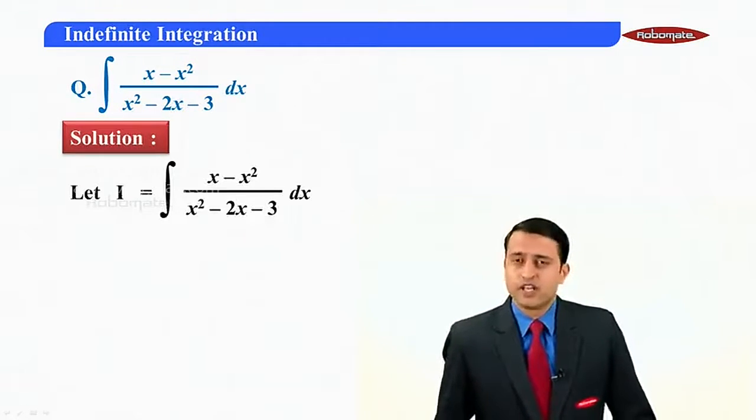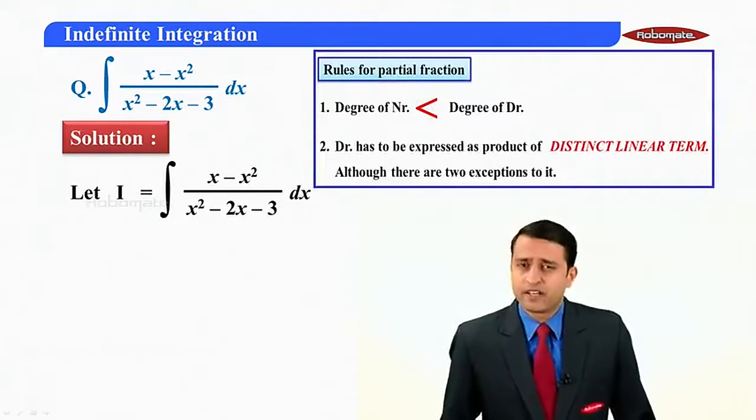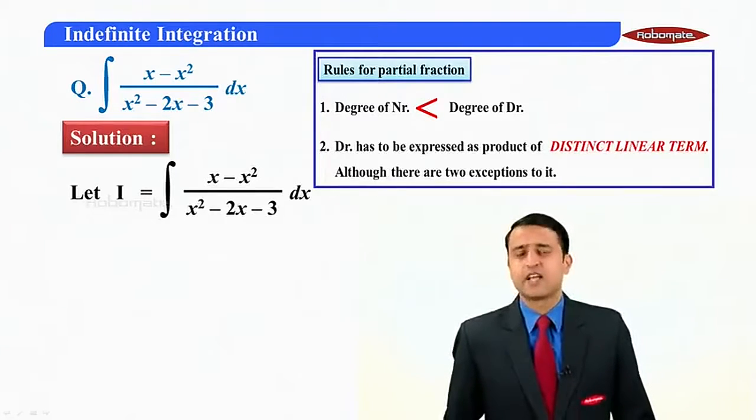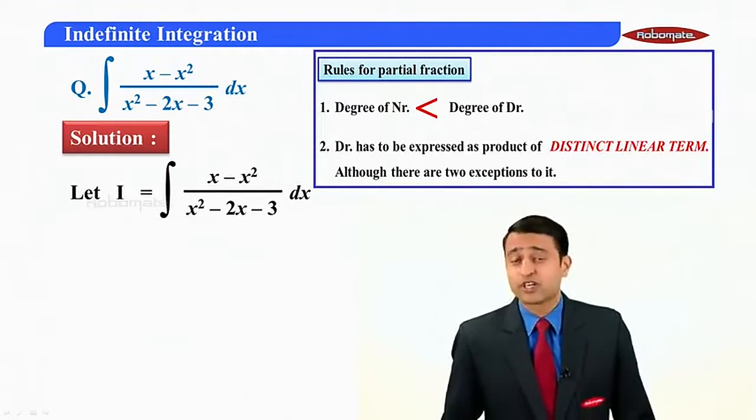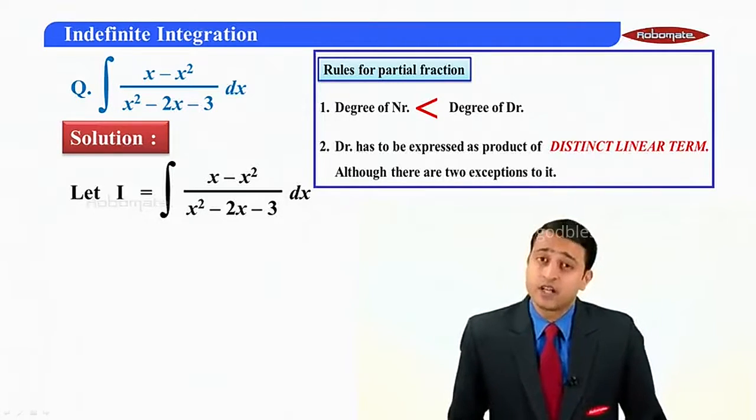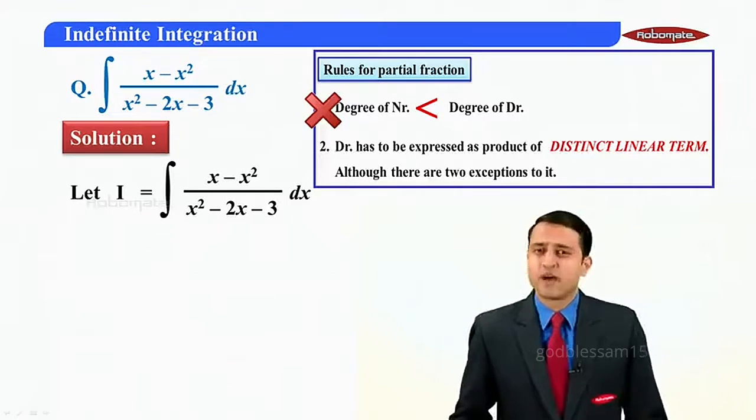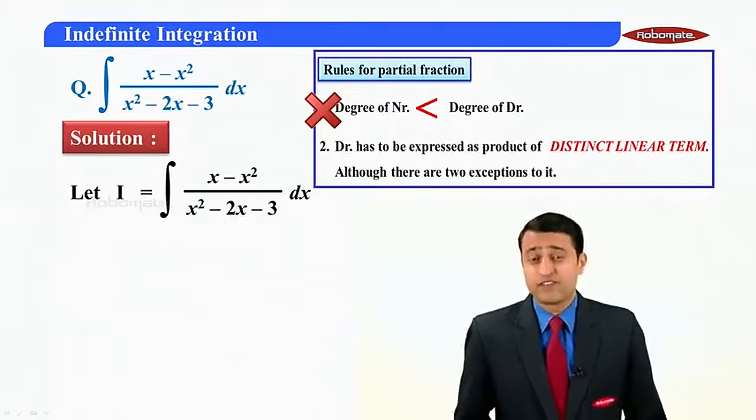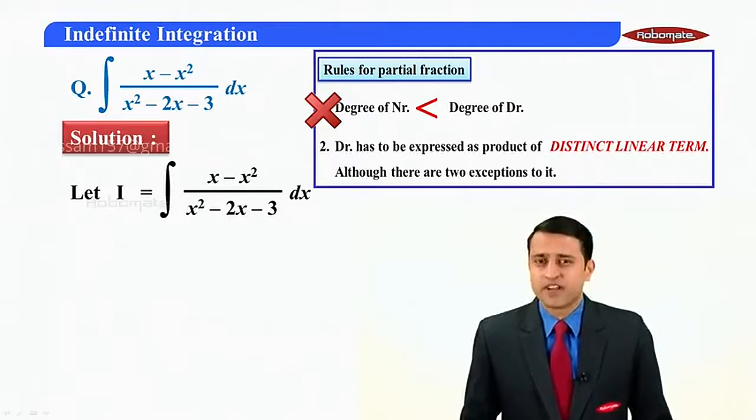Let's write the question. Now my dear students, if you observe here, degree of numerator is not less than degree of denominator because the degree is equal. In the numerator the highest order term is 2, and in the denominator also the highest order term is 2. So can I say the first condition of partial fraction is violated? So if the first condition of partial fraction is violated, we cannot proceed to apply partial fraction.